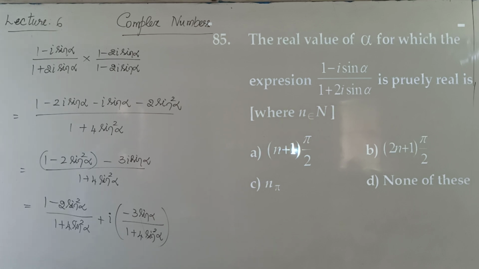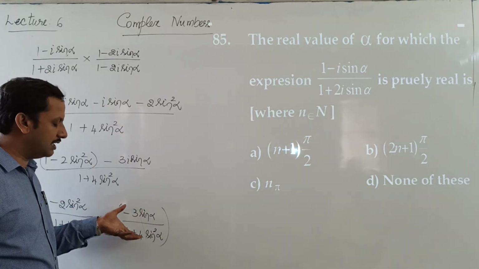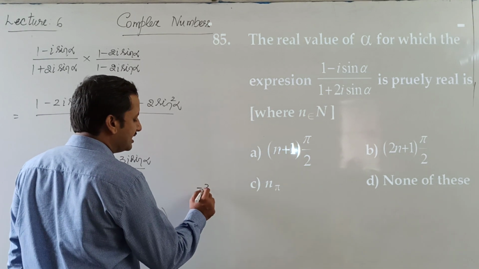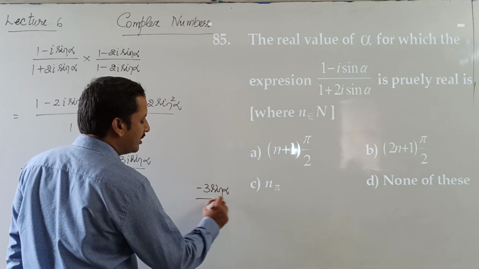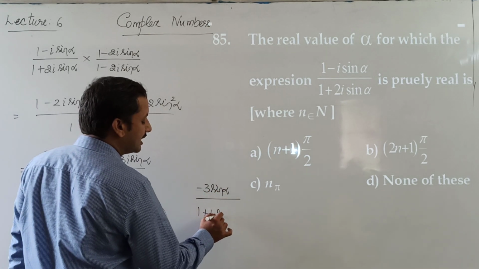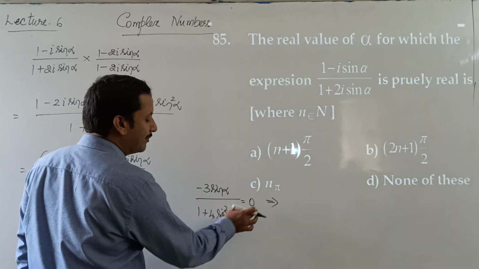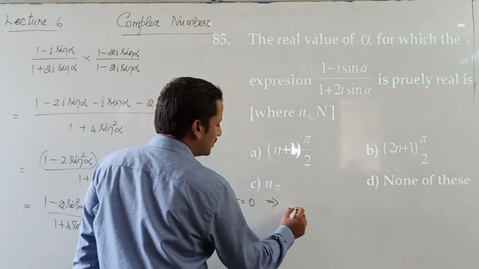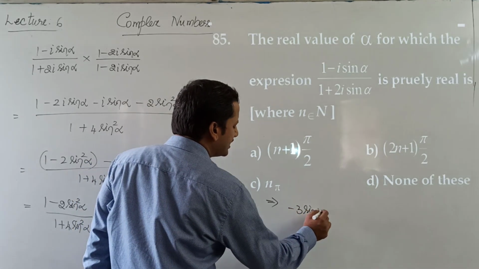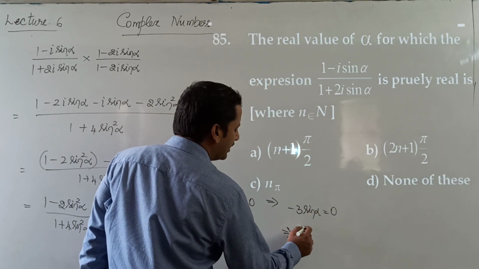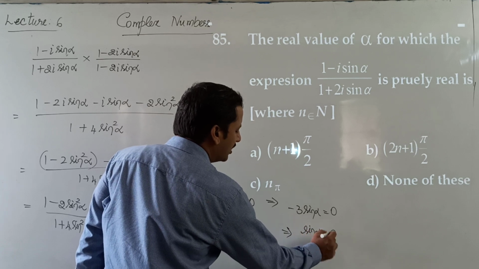Now they have given that this is purely real. Purely real means imaginary part must be equal to 0. So this must be 0. Minus 3 sin alpha divided by 1 plus 4 sin square alpha equal to 0. This product becomes 0, so minus 3 sin alpha equals 0, which will imply that sin alpha is equal to 0.